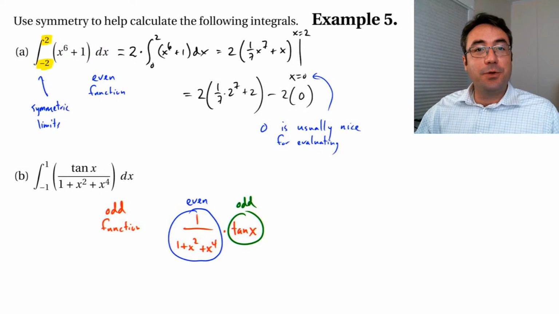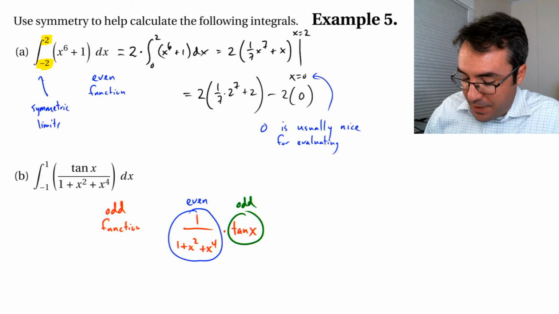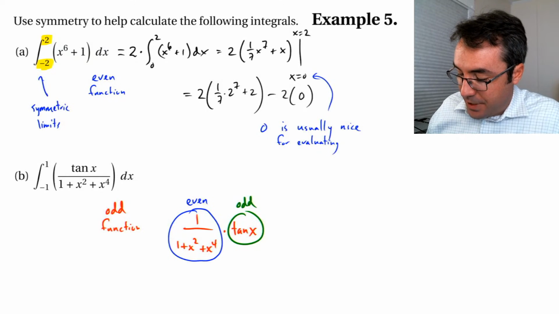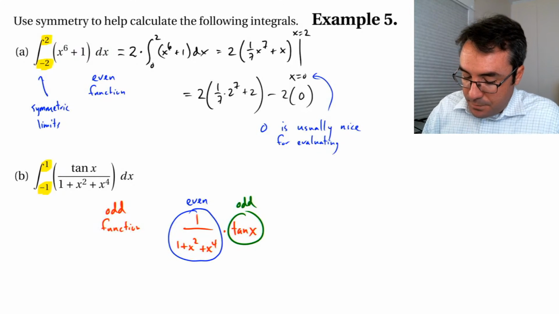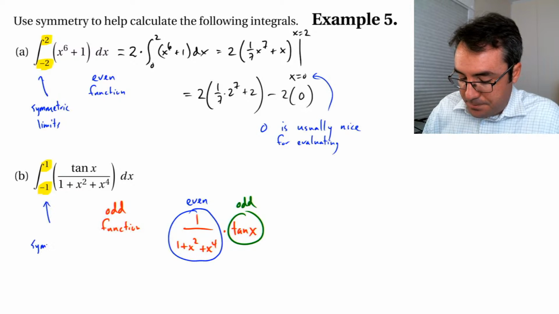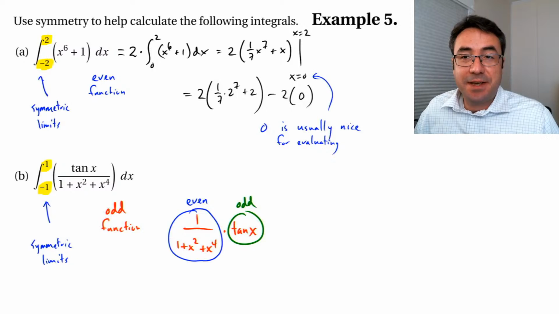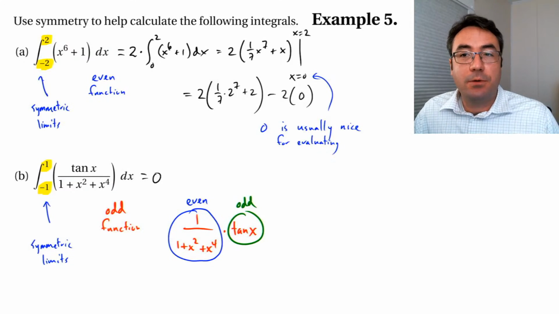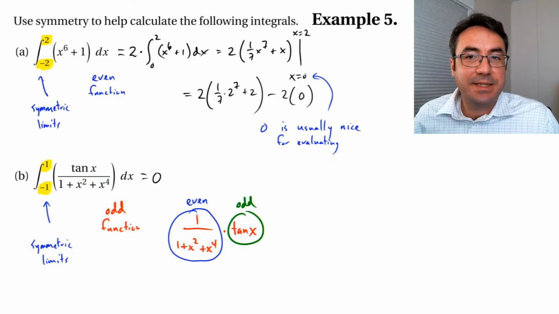In any case, we already showed that tan x over 1 plus x squared plus x to the 4th is odd. And then we also note that we have the symmetric limits of integration here. So we're going from 1 to -1. That's also important to note. It's an odd function, and we have symmetric limits like that. Equal to 0. We're done. No antiderivative needed. So for an odd function, that property really simplifies things down.